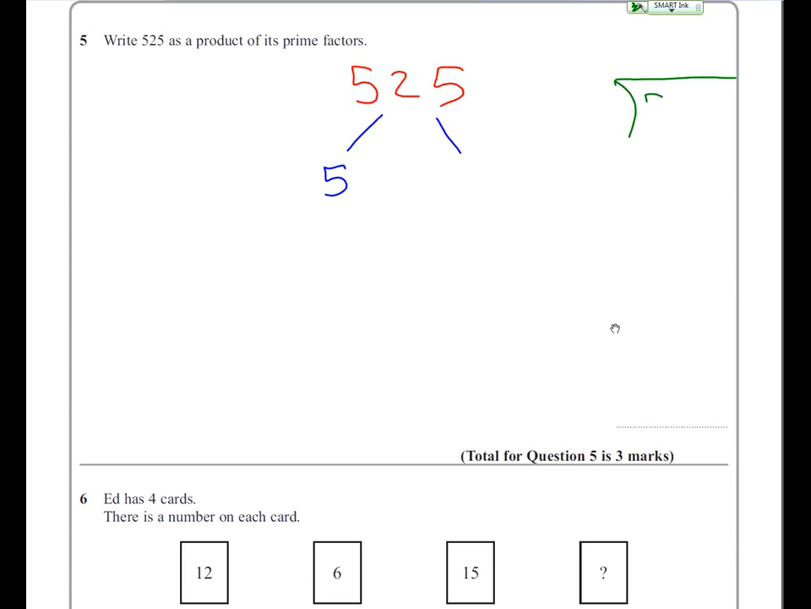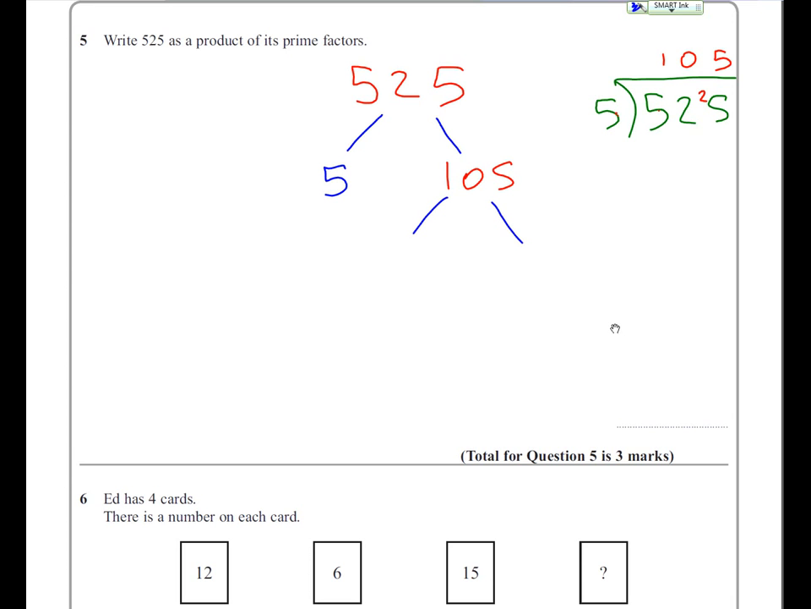So to find out what it times us by, you need to divide that number. And we're going to use the bus stop method here. So how many times does 5 go into 5? Once. How many times does 5 go into 2? 0. Carry your 2 across. How many times does 5 go into 25? 5. So that's how you get your next number.